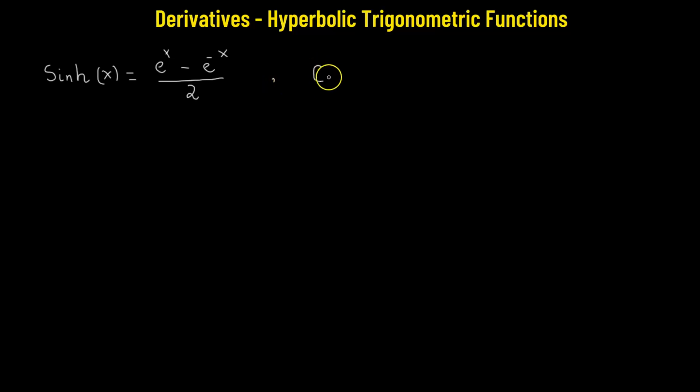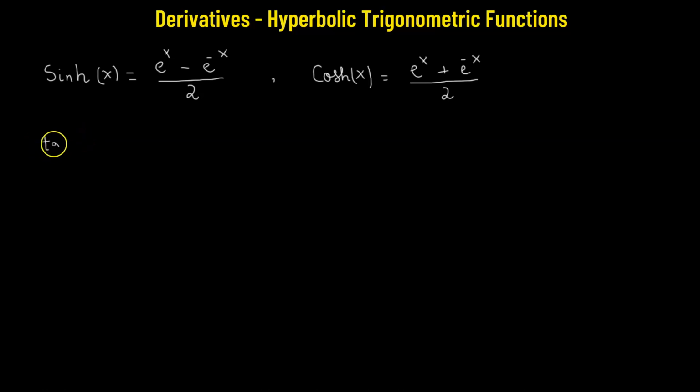And the cosine hyperbolic function is defined as e raised to the power of x plus e raised to the power of negative x, divided by 2. So this is how we can define the two hyperbolic functions, sine hyperbolic and cosine hyperbolic. Now from here, we can define the rest of the remaining hyperbolic trigonometric functions.